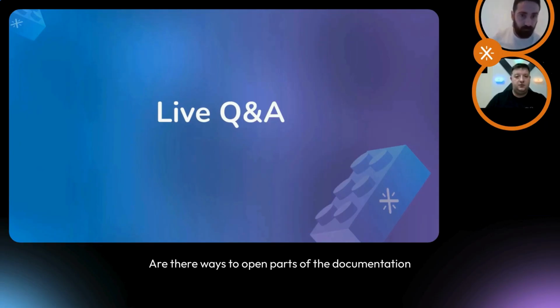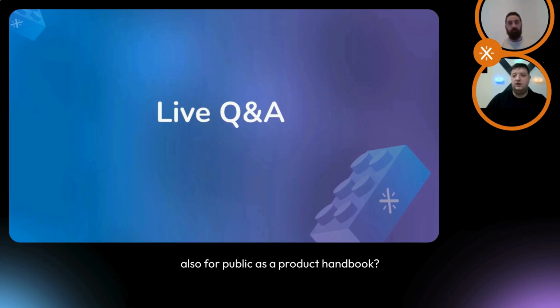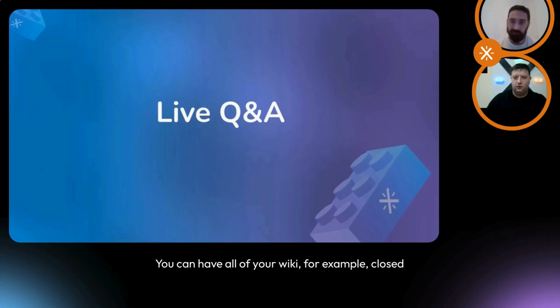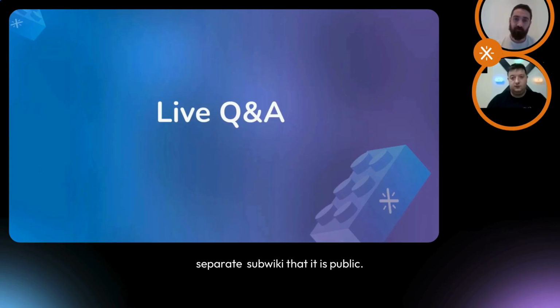Are there ways to open parts of the documentation also for public as a product handbook? Yes, it is totally possible. It is something that Cedric was showing. You can have all of your wiki, for example, closed, and you can have a set of your pages open for everyone, or you could have a separate subwiki that is public. Yeah. Thanks, Nico. I hope it was clear. Sorry, maybe I was too fast for this topic.